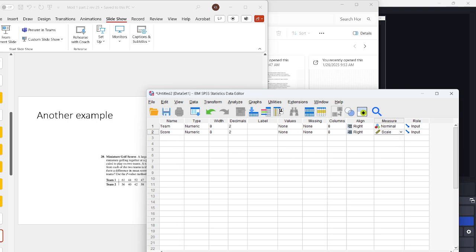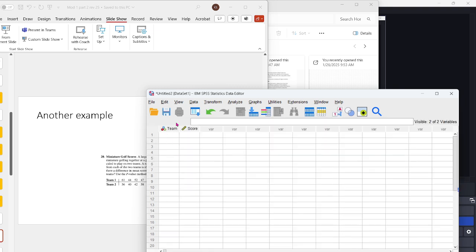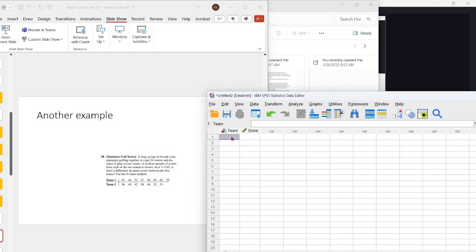So this is what I'm setting up in the variable view. I'm just setting the variable types. This is the variable view, and then I go in data view. These are set up for me, and then I can enter my data. Now for team, I'm not going to actually do 1, 1, and 2. I'm going to do T1. Okay. It doesn't like that. I don't know why. Let me do T1.